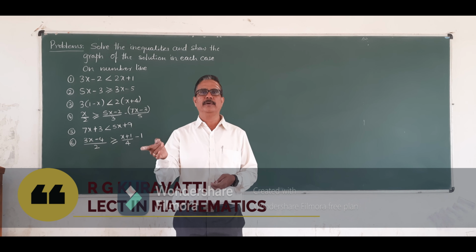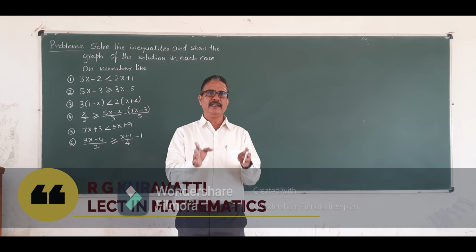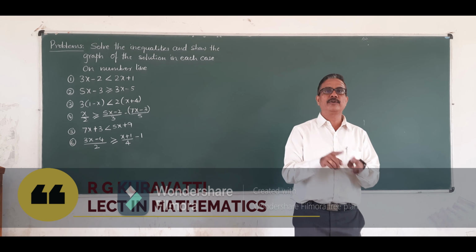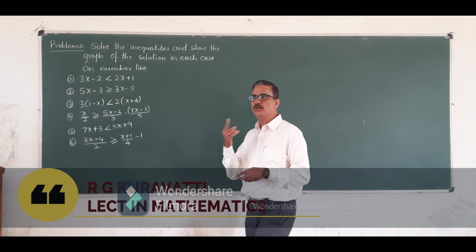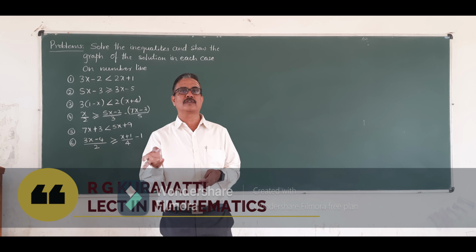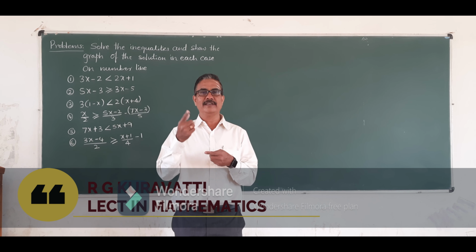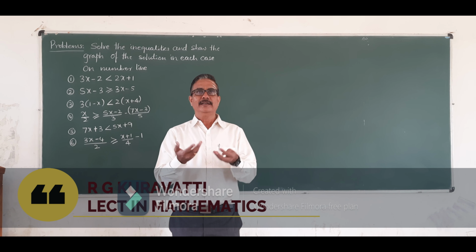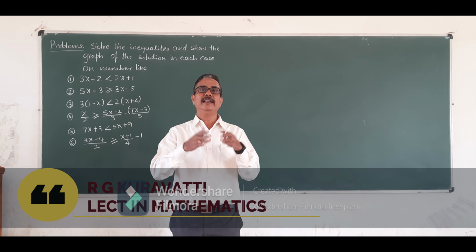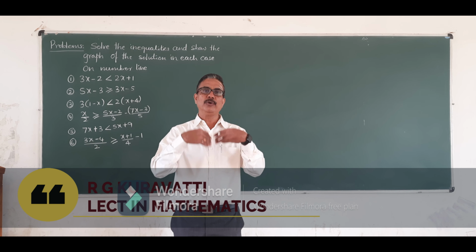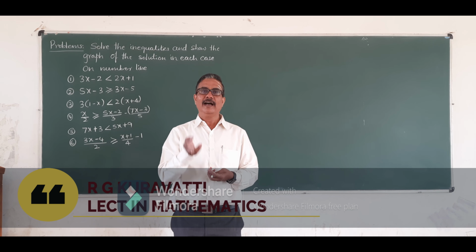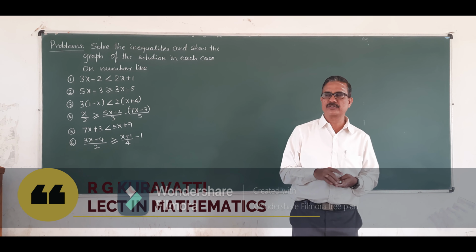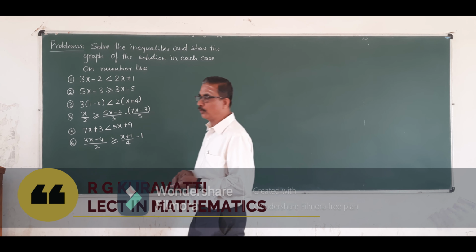If you multiply by a positive number on both sides, the inequality remains the same. If you divide by a positive number on both sides, the inequality remains the same. Whereas if you multiply by a negative number on both sides, the inequality changes, less than changes to more than. If you take the reciprocal, again the inequality changes. If you divide by a negative number on both sides, again the inequality changes. Now, based on the properties of inequalities, let us solve some problems.